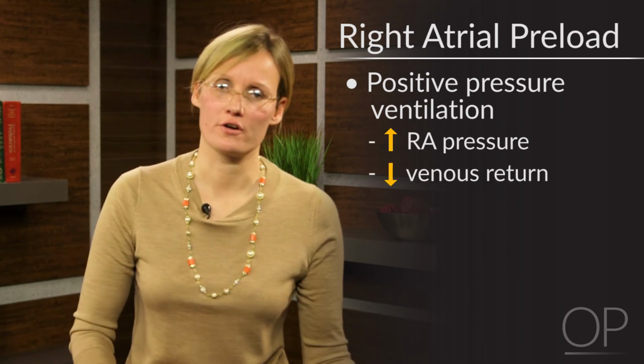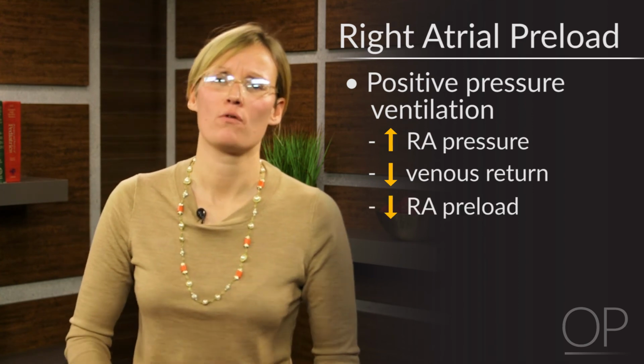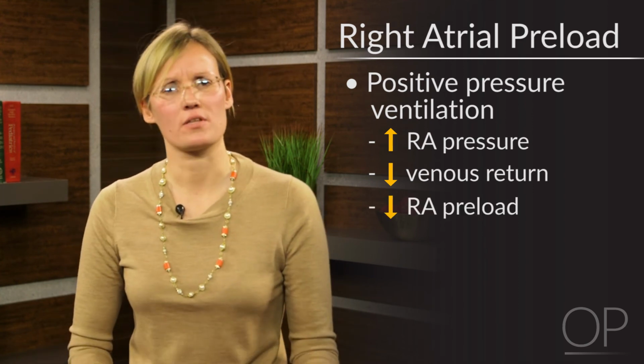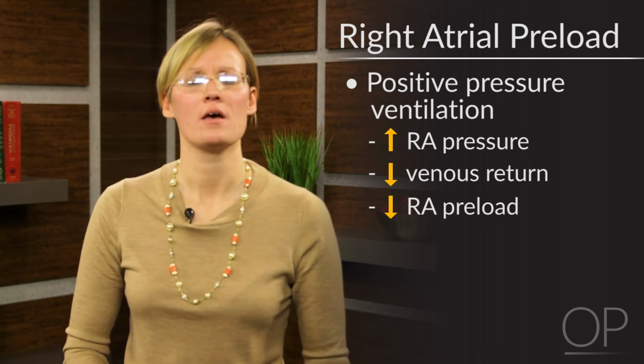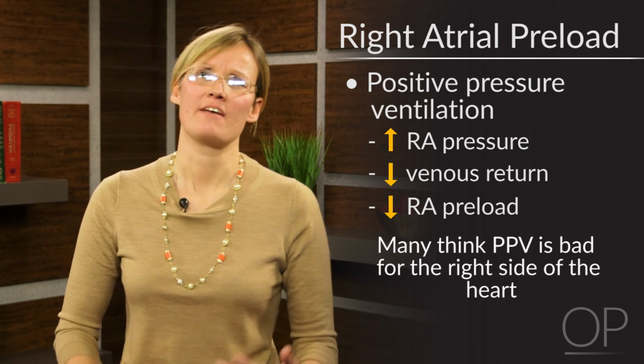It makes it harder to have good venous return and therefore makes it harder to have right atrial preload. And again, that's the common reason why most people say that positive pressure ventilation is bad for the right side of the heart. If you imagine negative pressure ventilation though, we're talking about negative intrathoracic pressure.